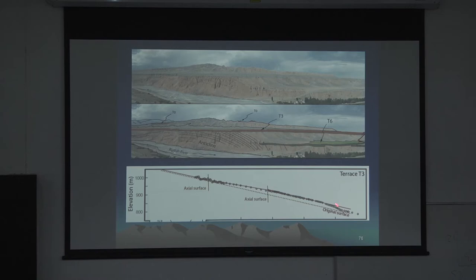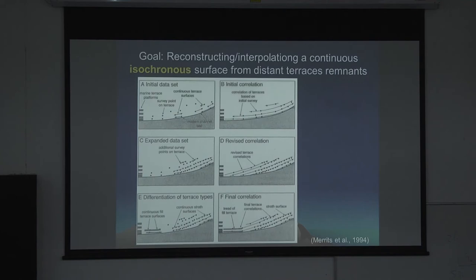So it's relatively easy to reconstruct its geometry. In that case, it was done by differential GPS. But if you have a high resolution digital topographic model, then you can also do it by measuring directly on your digital elevation model. So it's relatively easy to reconstruct the present geometry of your marker.